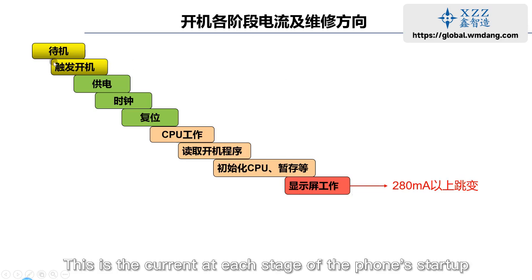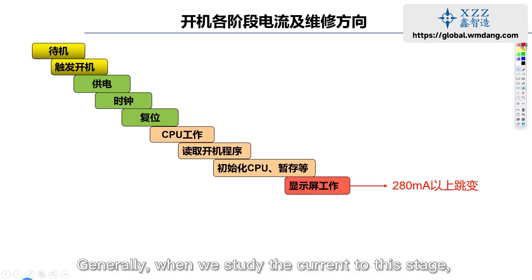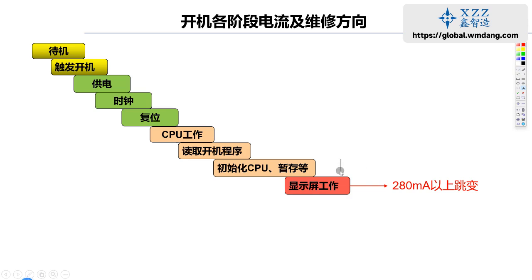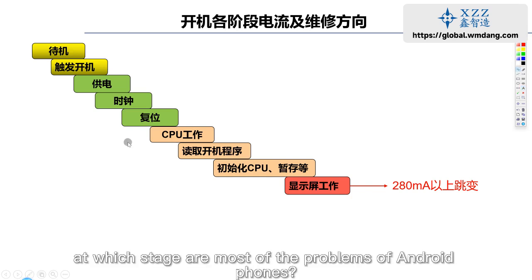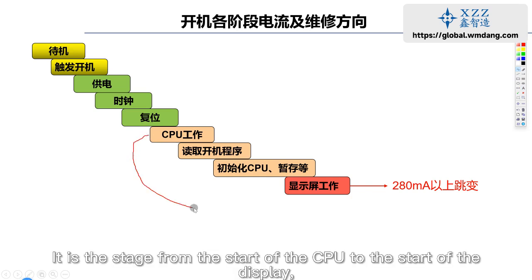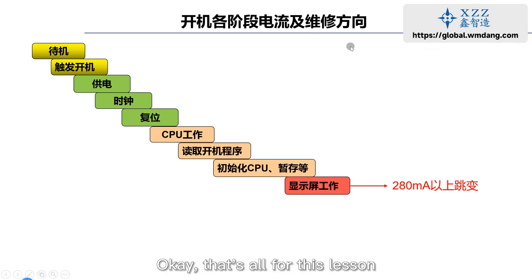This is the current at each stage of the phone startup. Generally, when we study the current to this stage, we have a general direction for maintenance. In the actual maintenance, at which stage are most of the problems of Android phones? It is the stage from the start of the CPU to the start of the display. And the current is from 100 to 300 milliamperes. Okay, that's all for this lesson.